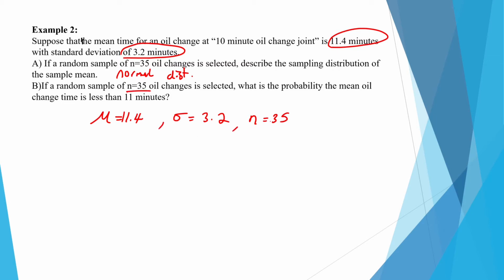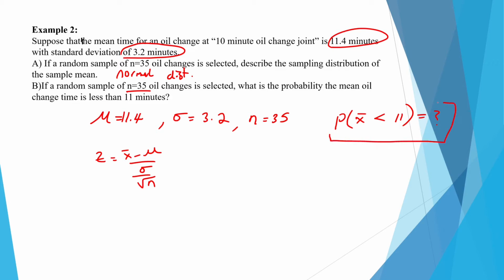And now we want to find the probability that the sample mean is less than 11 minutes. So we're looking for the probability that x bar is less than 11. We'll use our formula, z equals x bar minus mu divided by sigma over the square root of n, to convert this into a z-score so we can use our table.